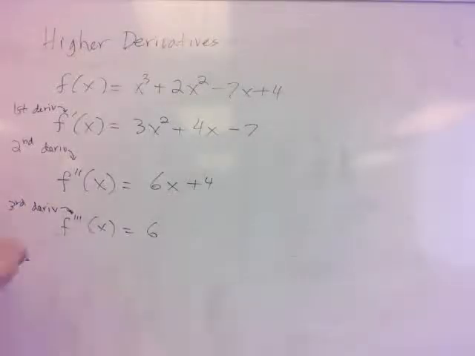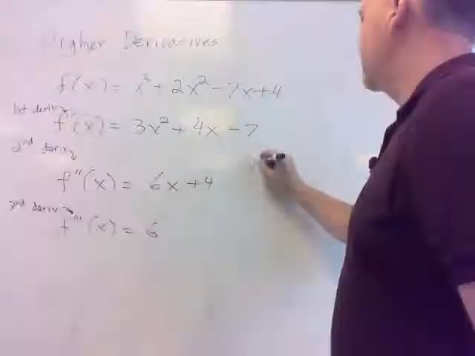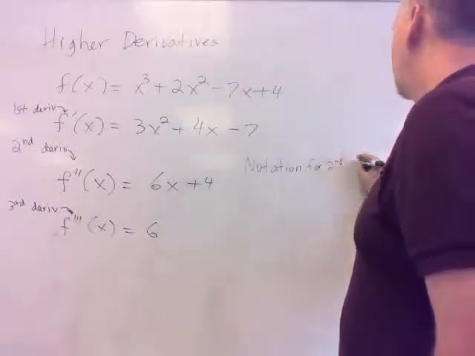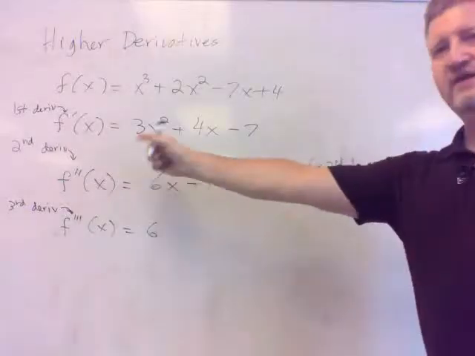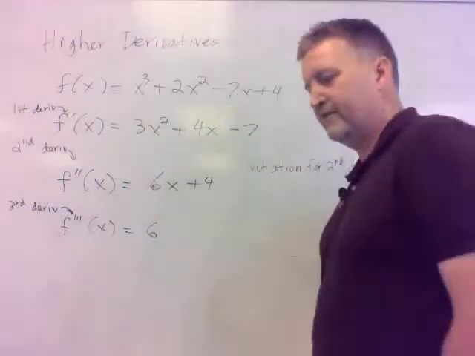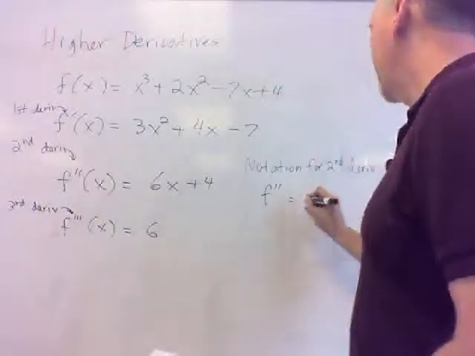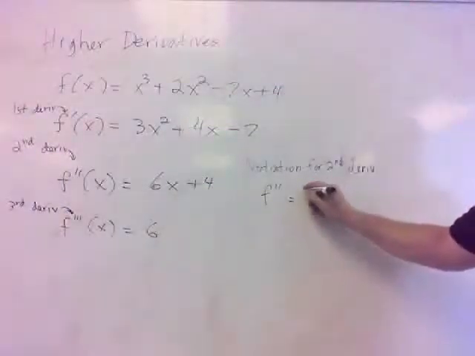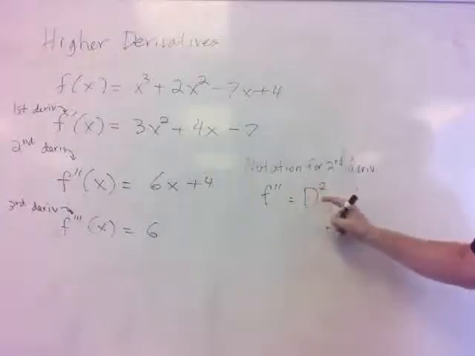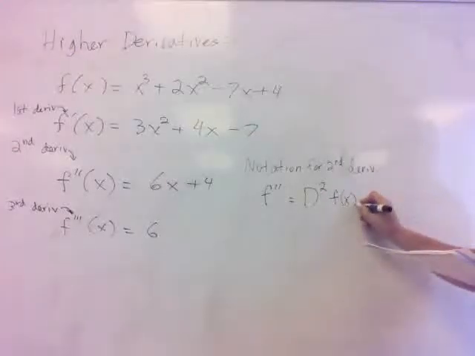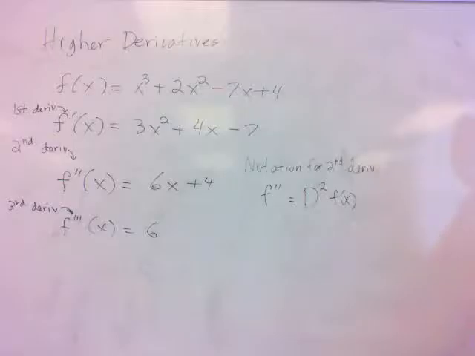Just a couple other notational things for second derivative. Of course, we've got the f double prime there, but we can also use the big D. When you go to that, you use a D squared, but it's second derivative. The first derivative is D f of x, so the second derivative is D to the second power, it looks like.